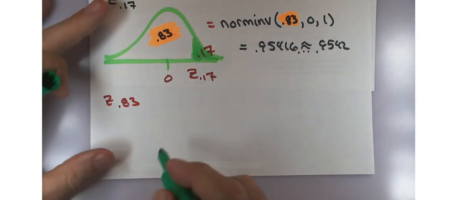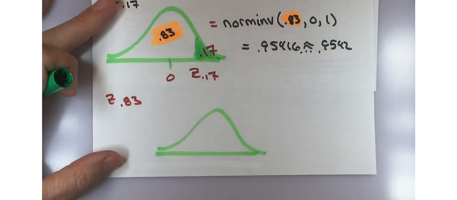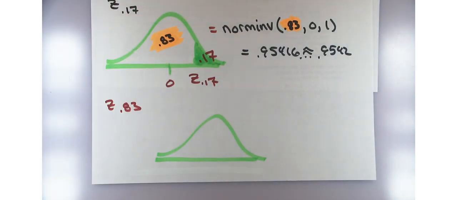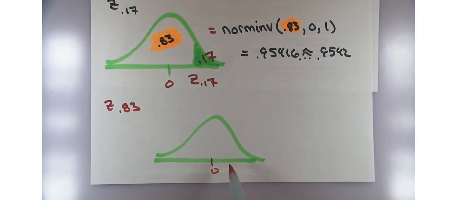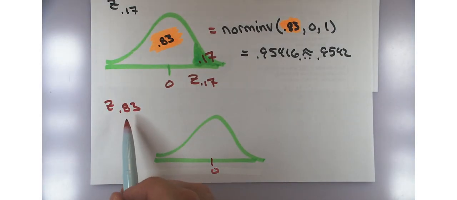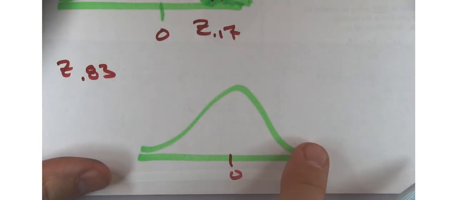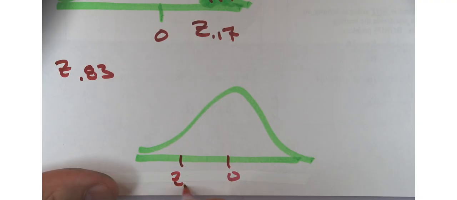So, where am I going to draw z sub 0.83? Is it going to be to the left of 0 or to the right of 0? How much of the area is going to be in the right tail? 83%, right? So if 83% is in the right tail, I've got to be past the 50% line. I've got to be to the left of it. So it's going to be z sub 0.83.